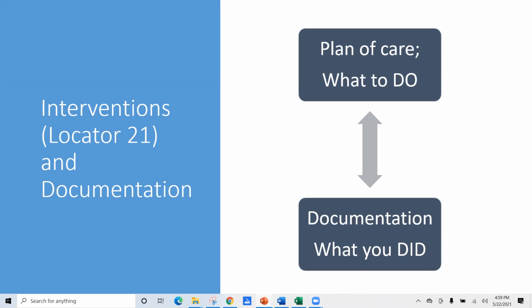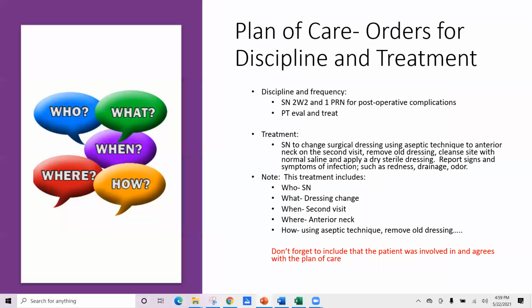And then locator number 24, or 21, I'm sorry, is the interventions, the treatments that you're going to provide. And remember, on the plan of care, you're writing what to do. And as it relates to your documentation is what you did. So locator 21 is called orders for discipline and treatment. We're going to write our discipline and frequency here. So remember, we talked earlier about the scenario where we're planning to see the patient twice a week for 2 weeks, but we want that PRN visit as well. So this is how we would write that.